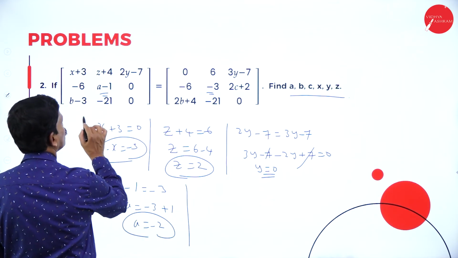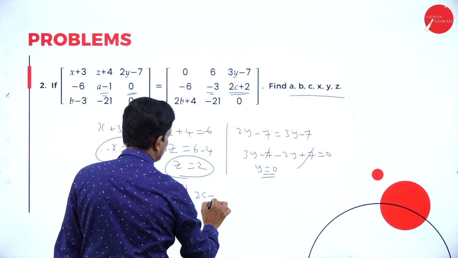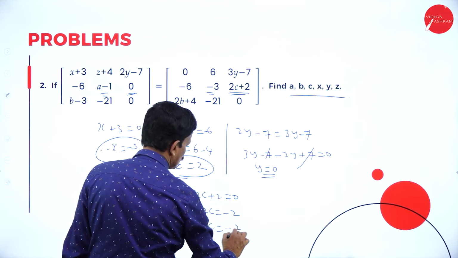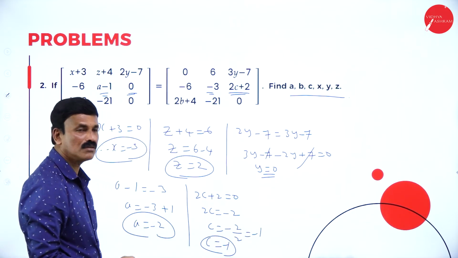Now, get the value of c, that is 2c plus 2. 2c plus 2 is equal to 0. Therefore, 2c is equal to minus 2. c is equal to minus 2 by 2, which is minus 1. c is equal to minus 1, you will get.